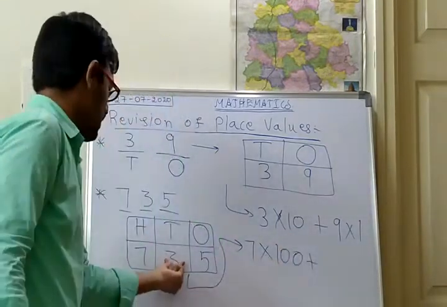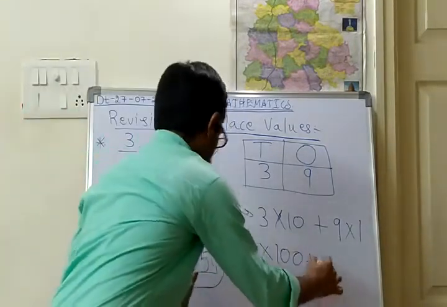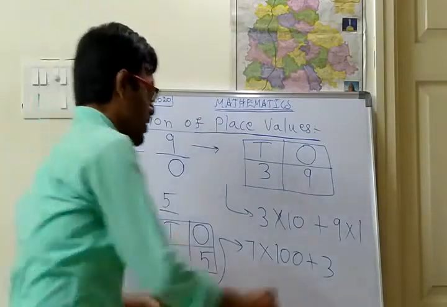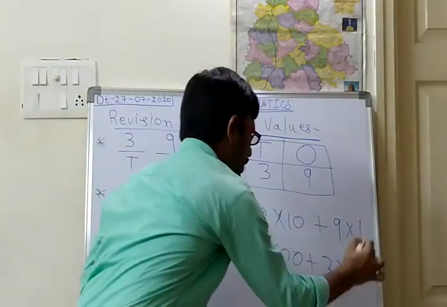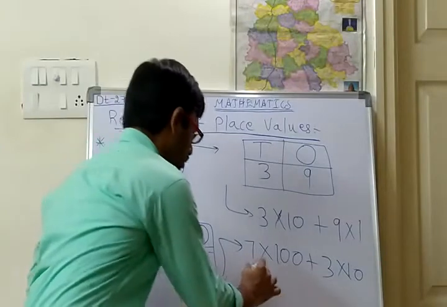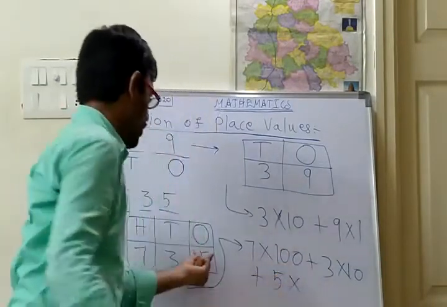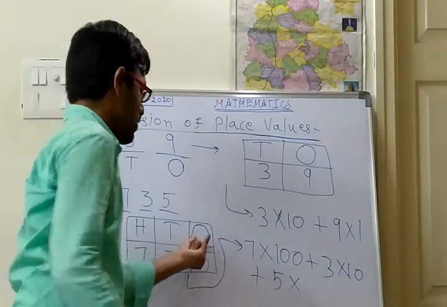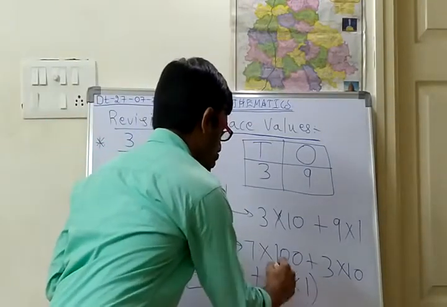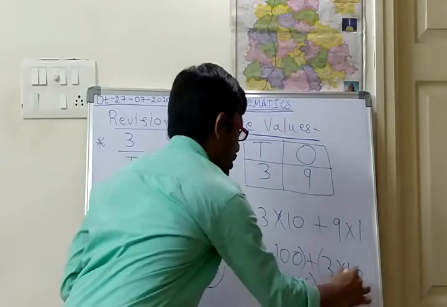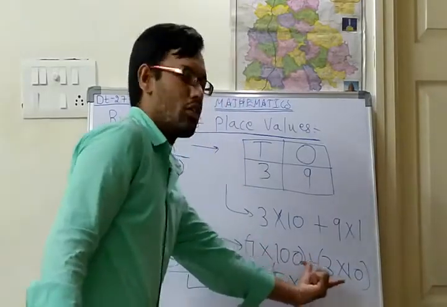So next 3. 3 is at what place? Tens place. So 3 into 10. Next plus 5. 5 is at what place? Ones place. So 5 into 1. So like this you have to take. So 7 into 100 plus 3 into 10 plus 5 into 1.